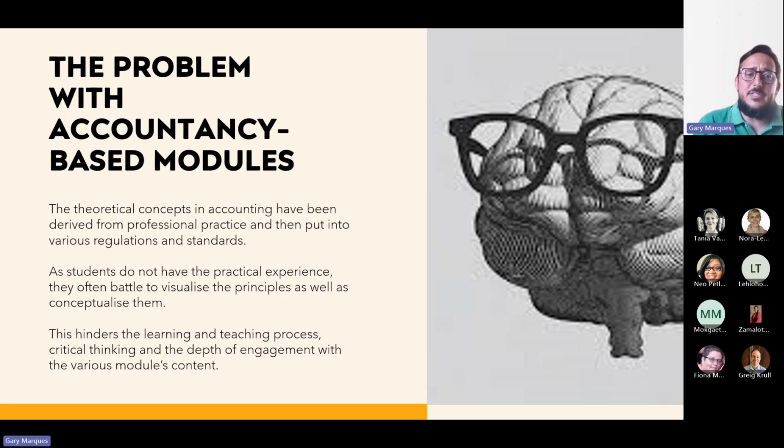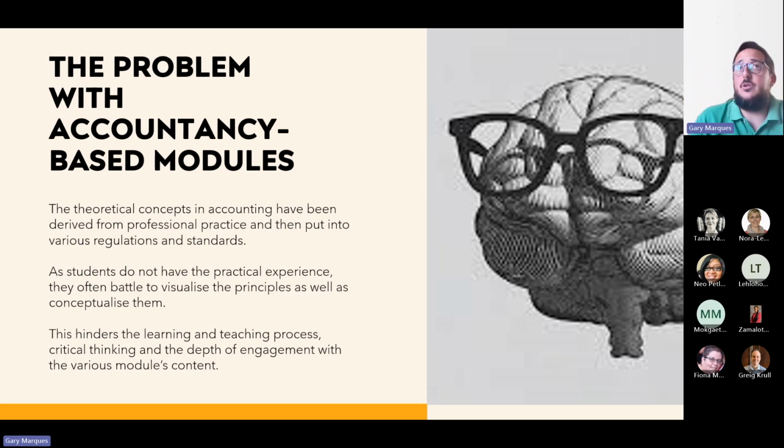The first one there is the theoretical concepts in accounting. How are they derived? They're derived generally from professional practice. So a lot of what happens is practical, not theoretical, and then it gets shoved into these regulations and standards. What really helps in better understanding accounting and the various disciplines behind it is actually seeing it being applied in practice and then saying, oh, I see why that theory now exists.